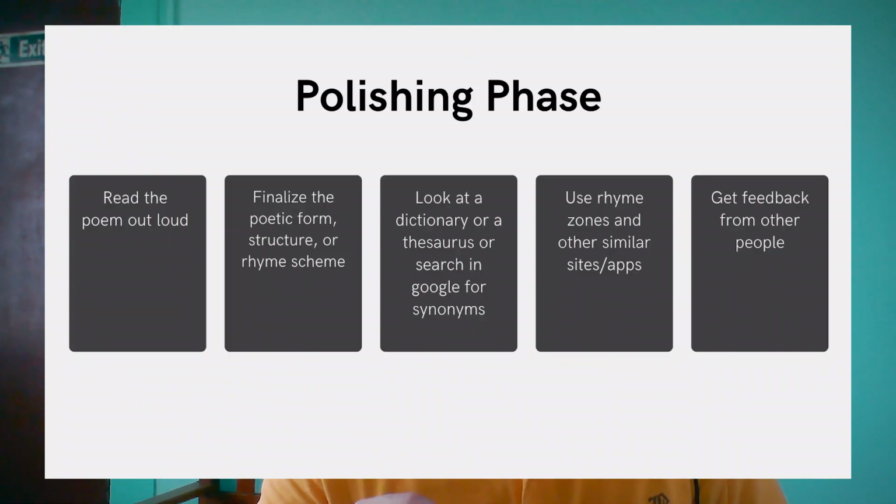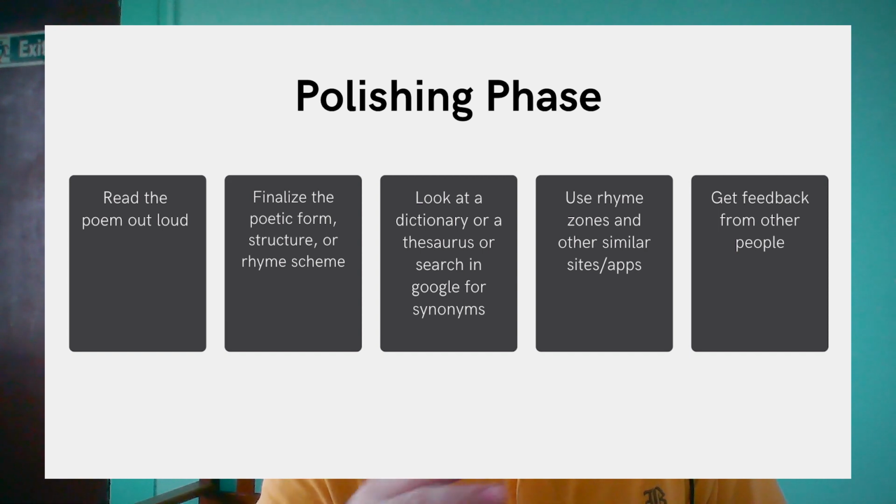Next is the polishing phase. The definition of polish is to make smooth and shiny, to refine and remove its flaws, and to improve it. That's what you do in this phase. In this phase, try to read your poem out loud. Remember that you should write your poem for the air also, as poetry has similarities with song lyrics.